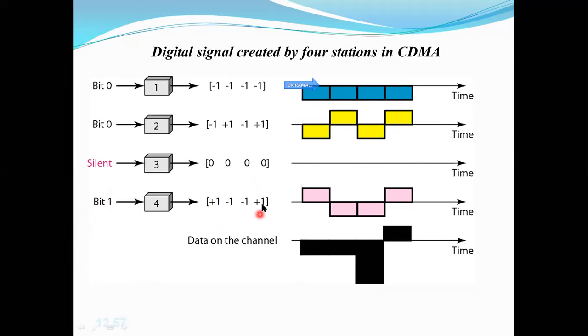+1, -1, -1, and +1. This is the sequence you are going to get in station 4. Now, this sequence can be represented with the help of a signal level. That means the plus one is what? +1. Then -1, -1. This is the first -1.